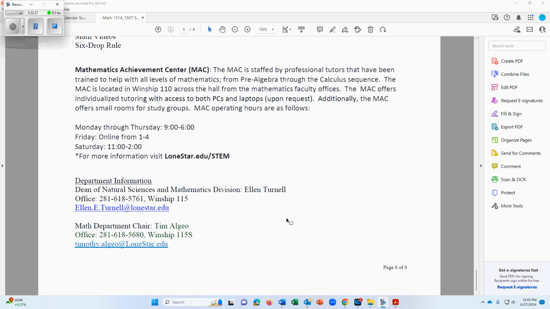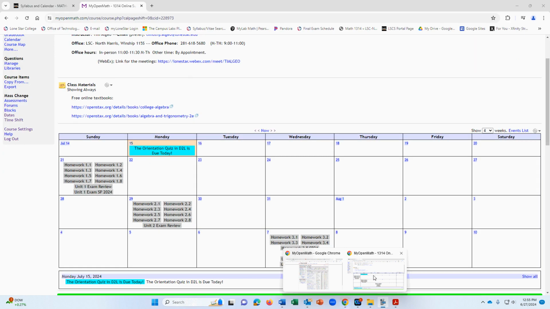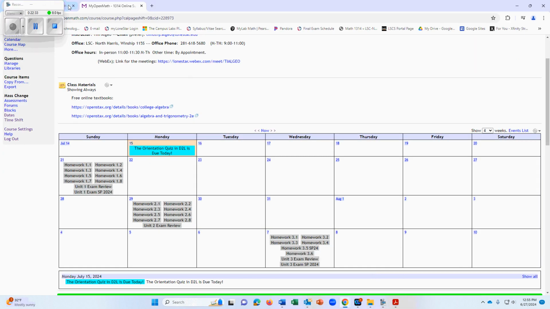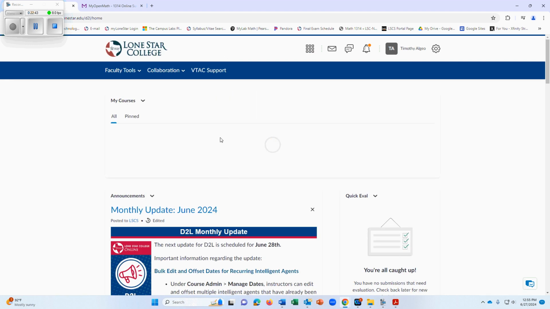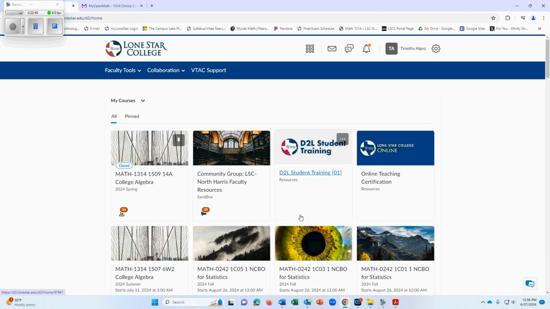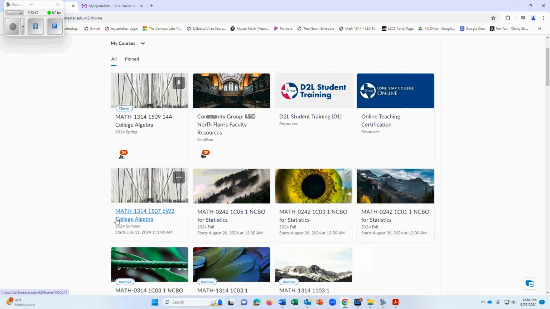All right, well, let me go ahead and pull up D2L and show you around there. So here is D2L. When you log in, you'll have all these different tiles depending on how many courses you're taking or past courses you have taken. And this is our tile right here. So I'm going to go ahead and click on that.